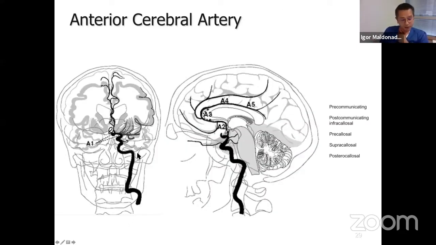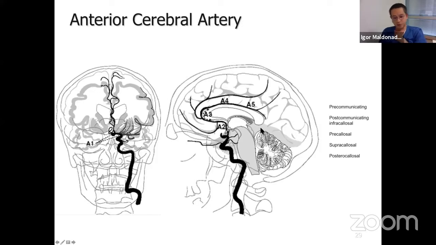So if we take a look at the distal branches, by matter of time, I will mostly focus on the anterior circulation, which is a continuity of the Fisher classification. For the anterior cerebral artery, we can also identify segments. We see A1 pre-communicating, A2 post-communicating, which is also infracallosal, A3 pre-callosal, which surrounds the genu of the corpus callosum, A4 supracallosal, and A5 posterocallosal, which many times anastomoses with the posterior pericallosal artery.